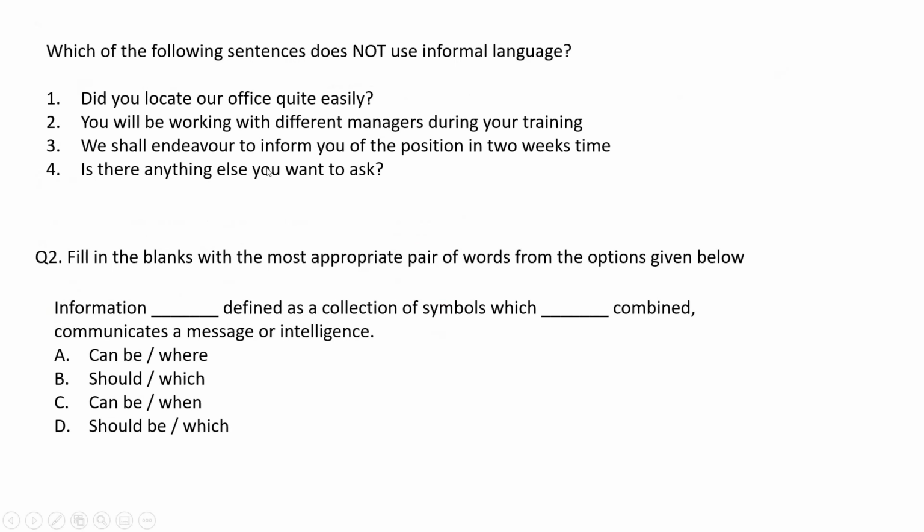The question says, which of the following sentences does not use informal language, right? So informal language in the sense which we use with our friends, sometimes with our family members, someone closely related to us. For that we use informal language, and for formal, when it's about some business related meetings or a business related person, if we are talking to someone professional, then we use formal language.